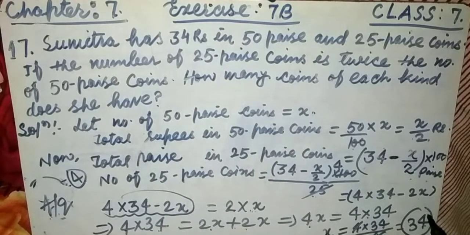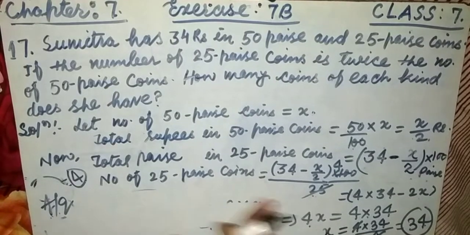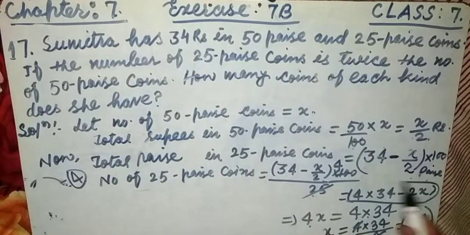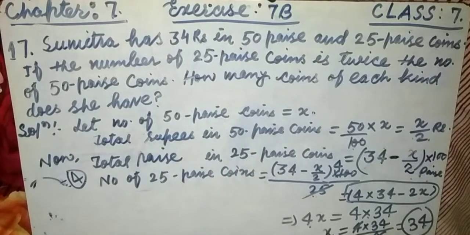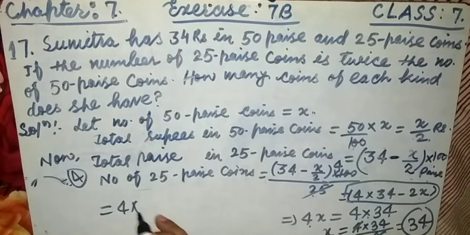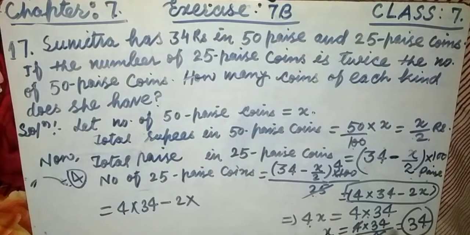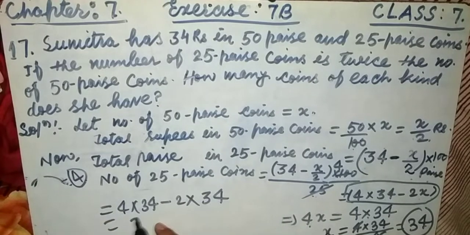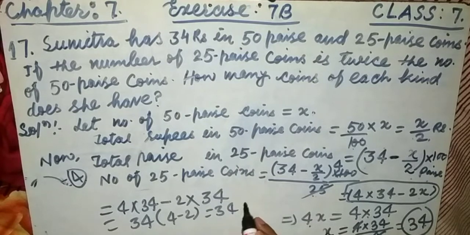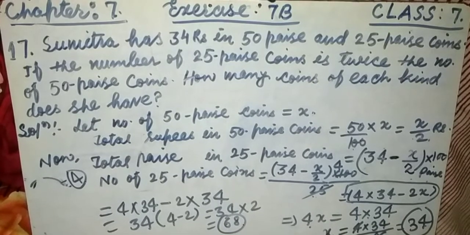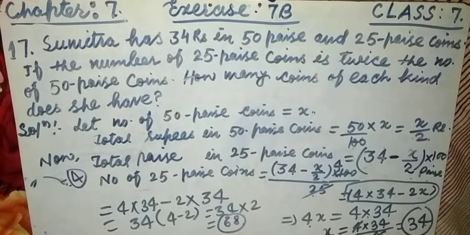Now we will find the number of coins of 25. Now if we put the value of x instead of x here, the number of 25 paise coins is 4 multiplied by 34, minus 2 multiplied by 34. Take the LCM of 34. No, sorry, bring out the 34 as common. Here 4 minus 2, so 34 multiplied by 2, which is 68. This is the number of 25 paise coins. 68 is the number of 25 paise coins and 34 is the number of 50 paise coins. These two are the answers. Okay, I hope you will understand.